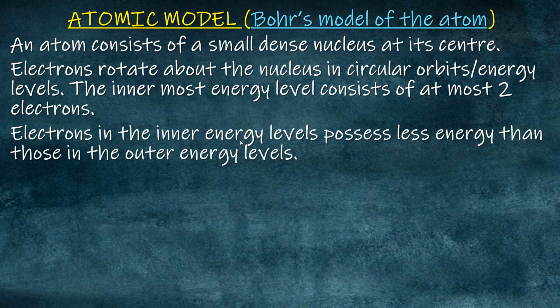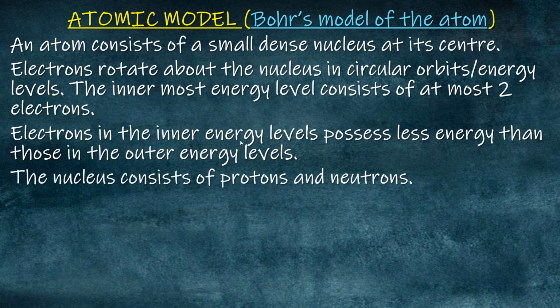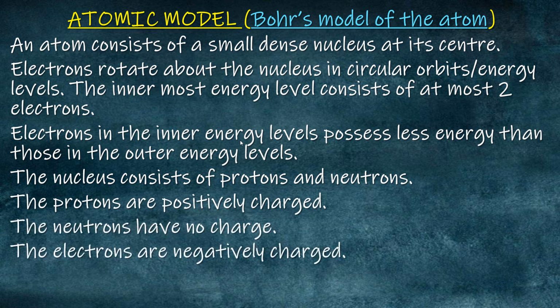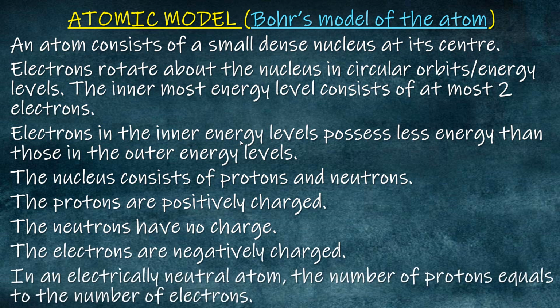Electrons in the inner energy levels possess less energy than those in the outer energy levels. And the nucleus consists of protons and neutrons. The protons are positively charged. The neutrons have no charge. The electrons are negatively charged. And in an electrically neutral atom, the number of protons equals the number of electrons.